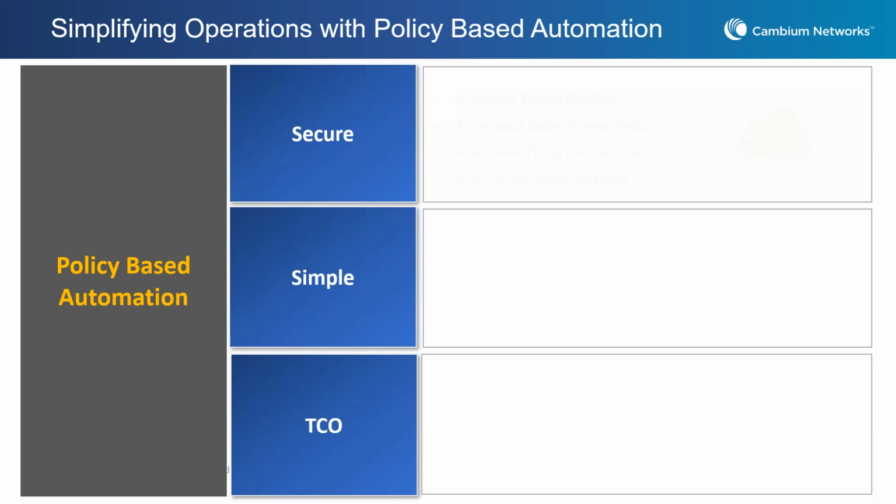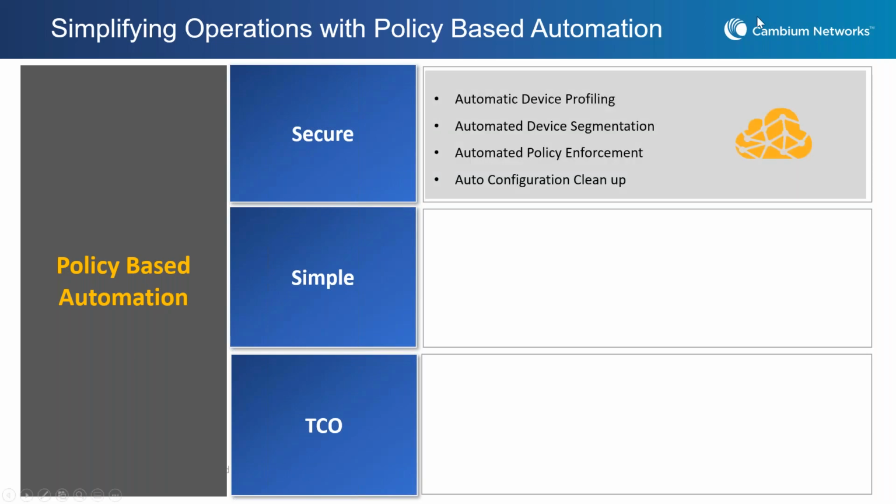So from a security point of view, the first thing we do is every device that connects into the switch, we automatically gather information about that. We get things like MAC address, the LLDP or link layer discovery protocol that is exchanged between the devices and the switch. We gather all that information. So anyway, we gather all this information about that device.